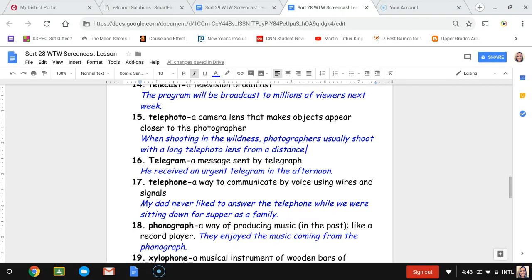Number 17, telephone. Telephone is a way to communicate by voice using wires and signals. So a telephone would be like what we have, like a phone plugged into the wall. The sentence that I have for that is, my dad never liked to answer the telephone while we were sitting down for supper as a family.